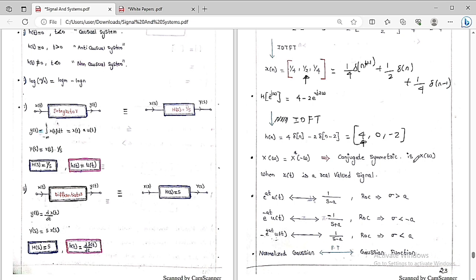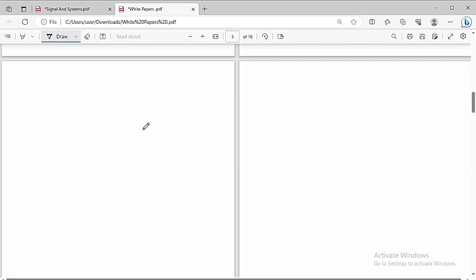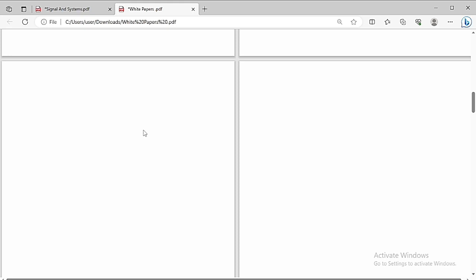Conjugate symmetry is X of omega when x of t is a real valued signal, as I've already told you so many times. Suppose f of t is a real valued signal. Then f of minus omega is equal to f of omega whole conjugate. I already told you why: f of omega has a real part as well as an imaginary part. The real part is of even nature and the imaginary part is of odd nature.